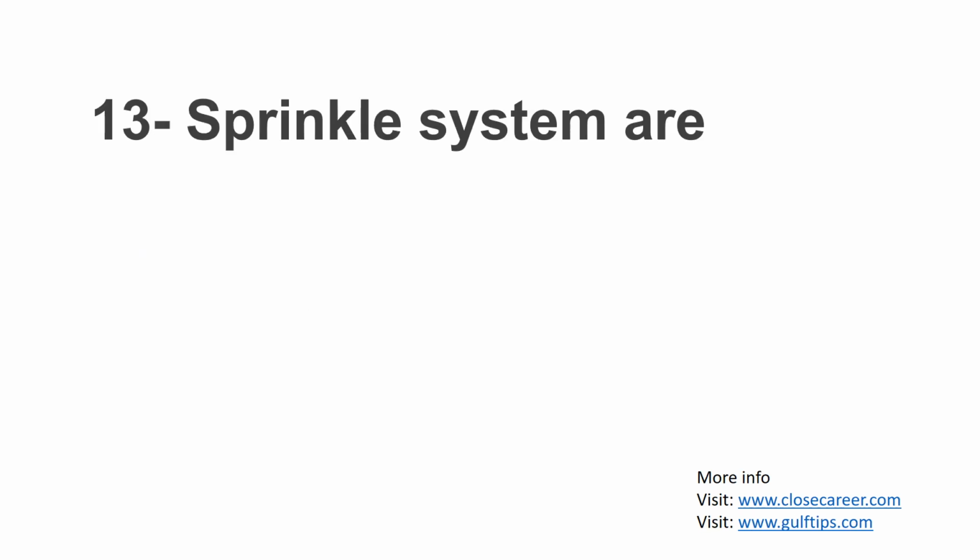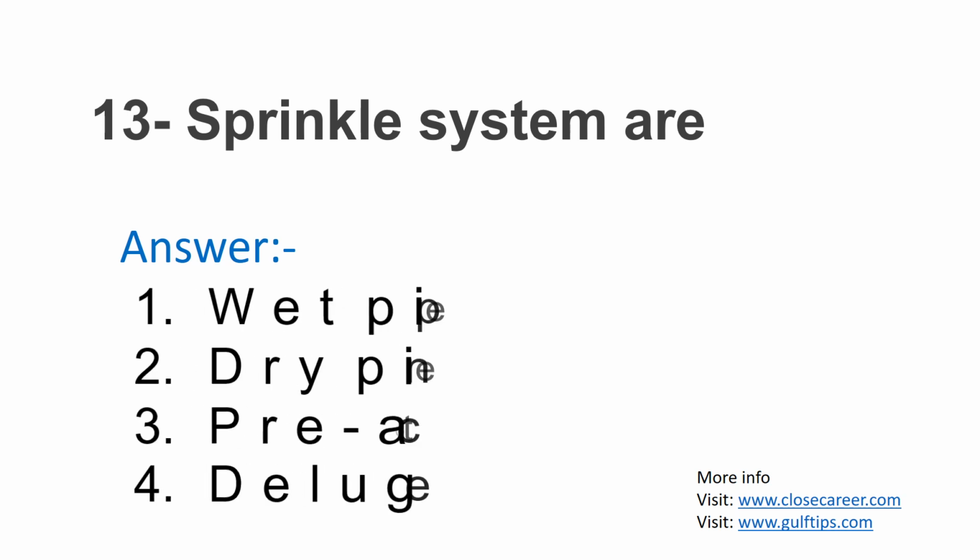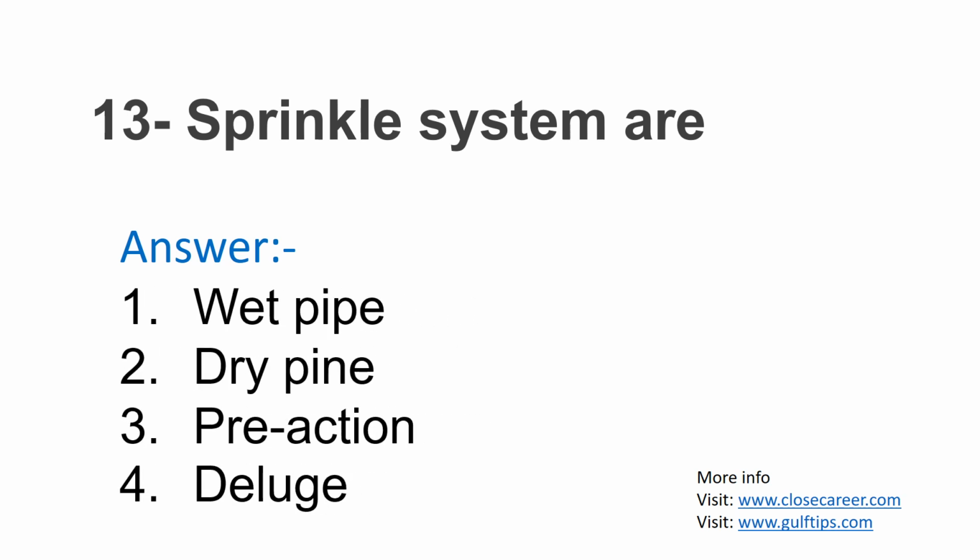Question number 13. Sprinkler systems are. I already talked about the sprinkler system. What are the sprinkler systems? Wet pipe, dry pipe, pre-action, deluge. There are four types of sprinkler system: wet pipe, dry pipe, pre-action, and deluge.